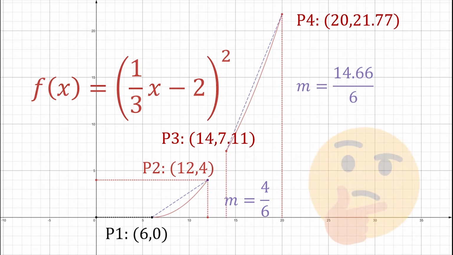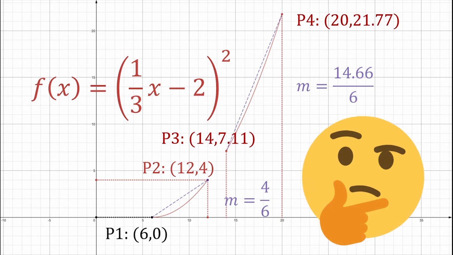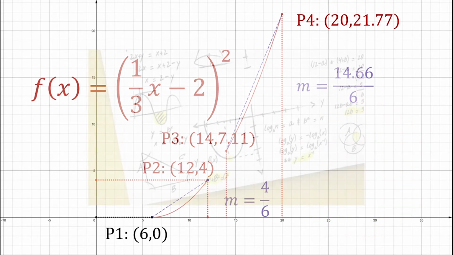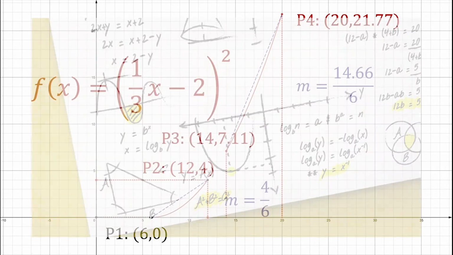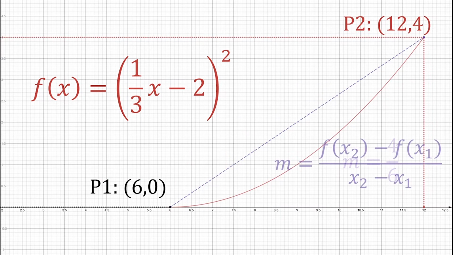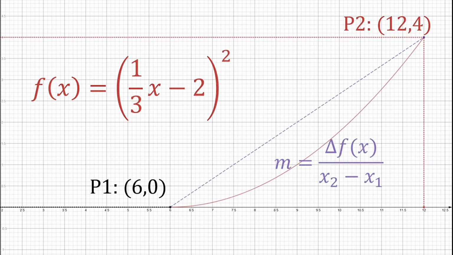Is there a way we can make a slope that's a one-size-fits-all for every value of x? Well, that's where calculus comes in. Going back to our starting graph, let's try to rewrite the slope formula we have earlier. We're taught that the slope is the change in the function, delta f of x, over the change in x, delta x.